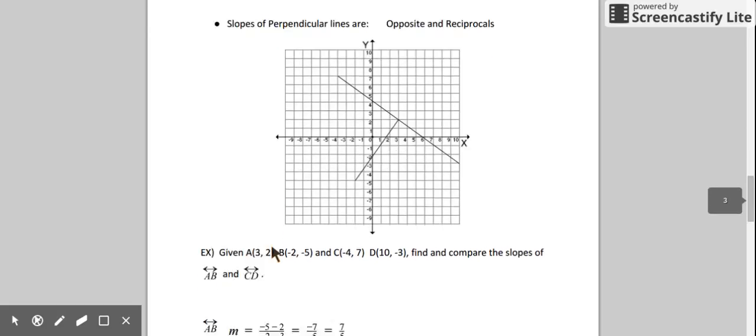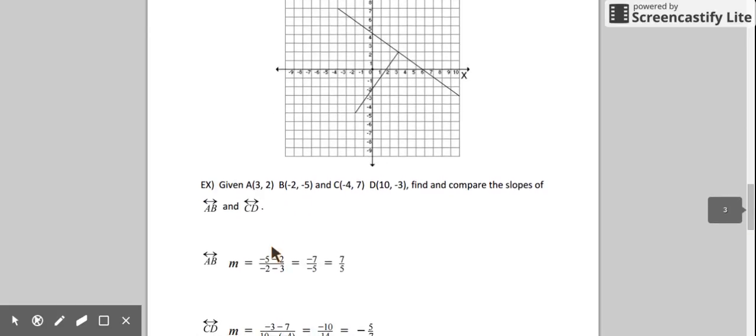Let's talk about perpendicular lines. Do the same experiment. Let's take 2 pairs of points, points A and B, call it line AB, and find the slope. So let's subtract the y coordinates on top, -5 minus 2. Subtract the x coordinates on the bottom in the same order, so -2 minus 3. -5 minus 2 is -7. -2 minus 3 is -5. And a negative divided by a negative simplifies to +7/5. So the slope of line AB is 7/5.